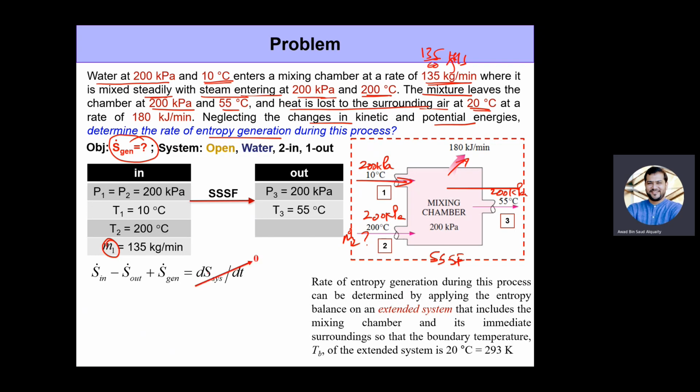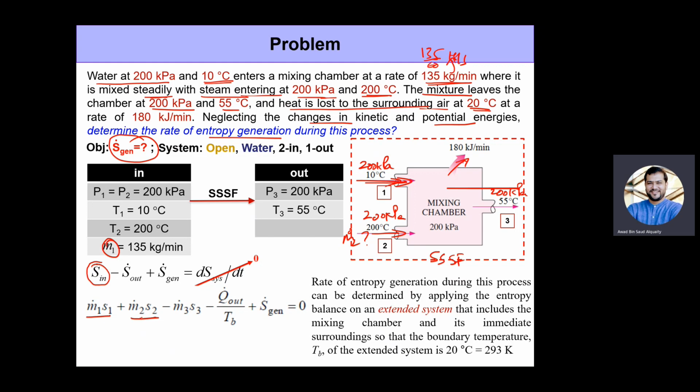Again, it's a steady state steady flow system. We know this should be zero. So let's note down the things that are forming the rest of the terms. Let's talk about the entropy coming in. The only way entropy comes in is through the mass transfers at entry one and entry two. So m dot 1 s1 plus m dot 2 s2.